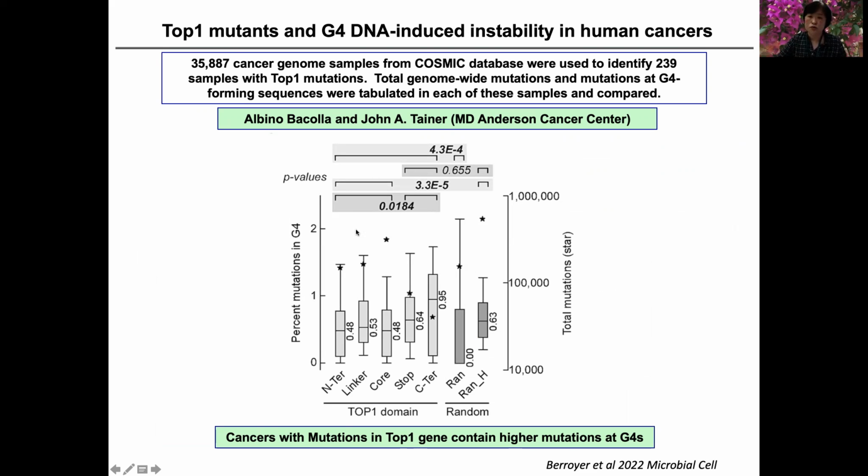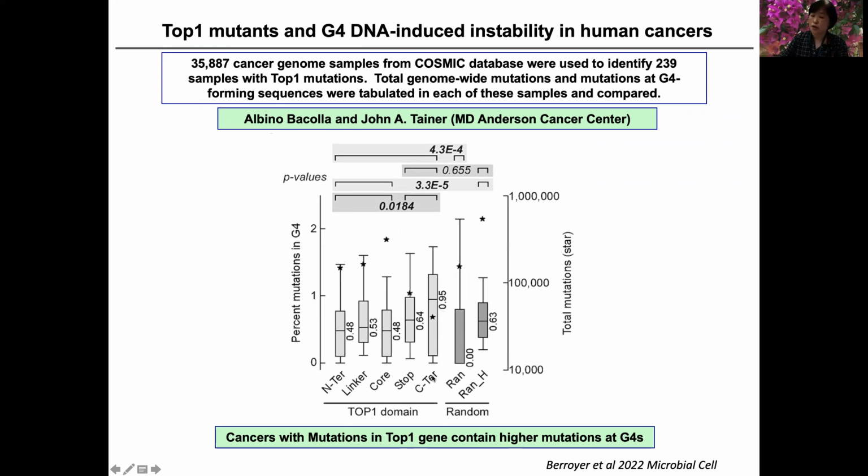And that was true. Not shown here is that mutations in TOP1 are correlated with generally higher mutation rate everywhere in the genome in the cancer genome samples. And here what we're showing is that when you have mutations in TOP1, and they're actually divided into different domains, but altogether, having mutations in TOP1 means that there is a higher percentage of mutations at G4 forming sequences compared to random samples. And this is especially true for the mutations in the C-terminal domain of TOP1.